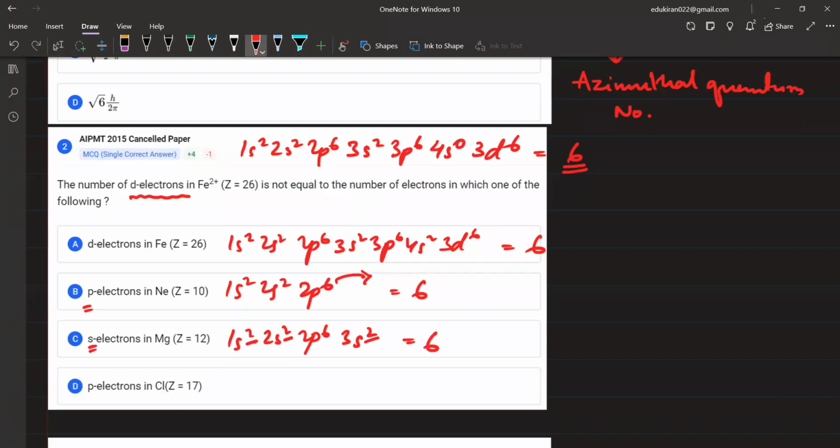Can all of you see that? Yes or no? Please tell me. C वाला केस समझ में आया? Yes, six sir. We have 6 electrons in the s subshell.